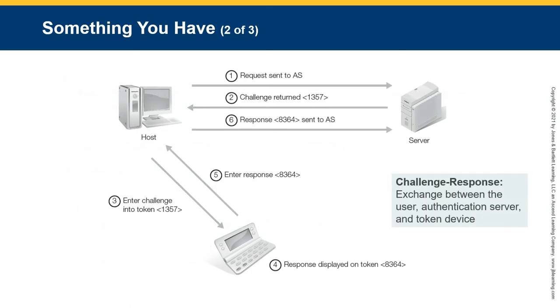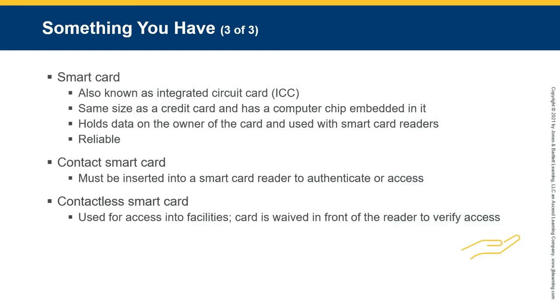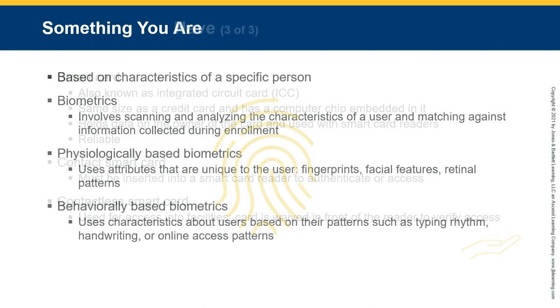Something you have. Here's an example of a token. A smart card, also known as an integrated circuit card, ICC, is the same size as a credit card and has a computer chip embedded in it. It holds data on the owner of the card and is used with smart card devices. Very reliable. A contact smart card must be inserted into the smart card reader for the authentication process. A contactless smart card is used for access into facilities. The card is waved in front of the reader to verify access.